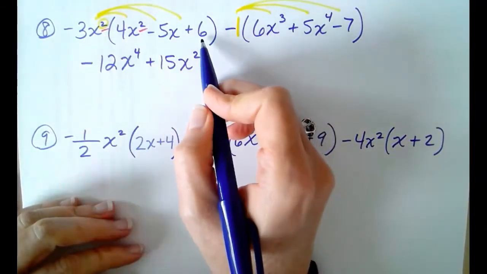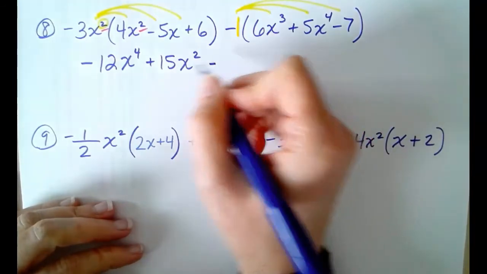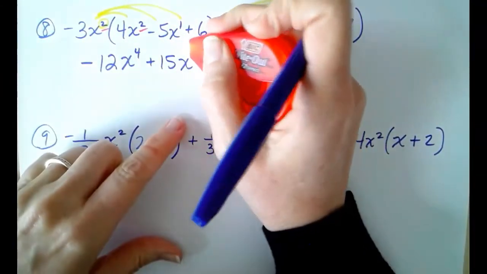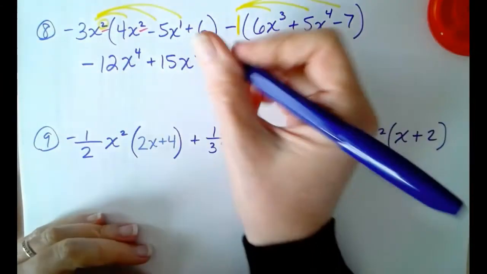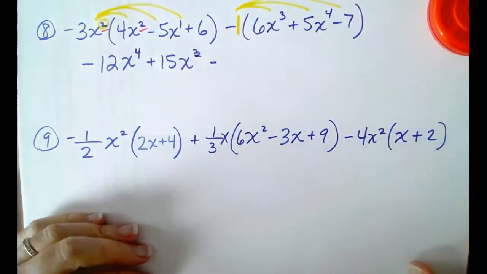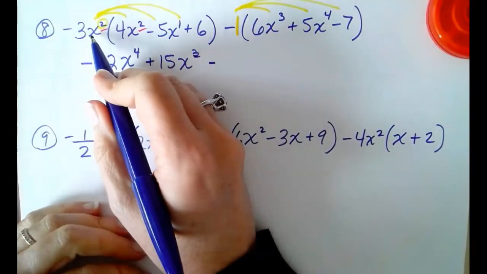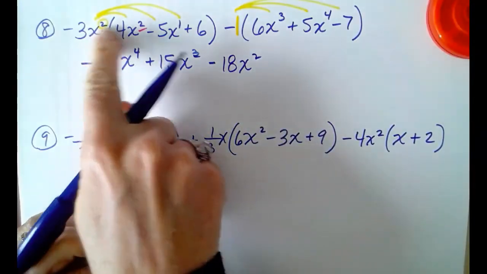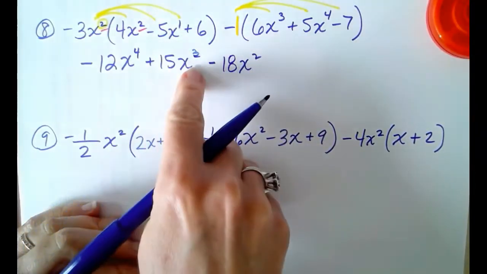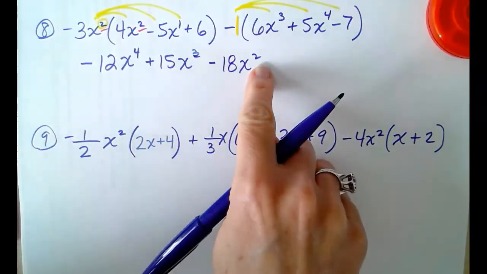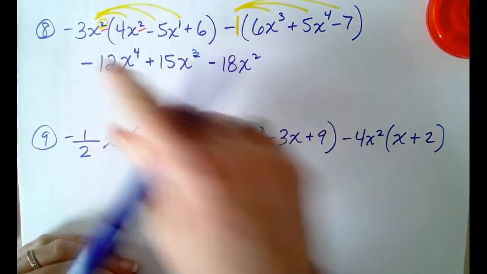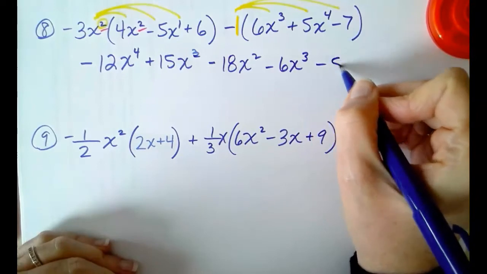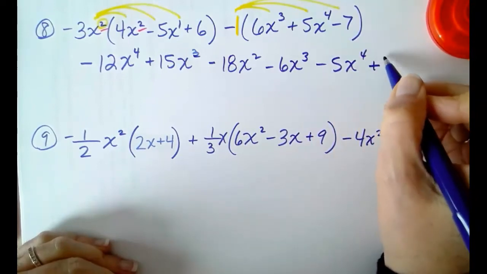Negative 3x squared times 6 negative, add those exponents. X squared times x to the 1st is x to the 3rd. That's a 3. So add those exponents. Negative 3x squared times 6, negative 18x squared. So 2 plus 2 is 4, 2 plus 1 is 3, and 2 plus nothing stays 2. We distributed the negative 3x squared. Now distribute the negative 1, negative 6x cubed, negative 5x to the 4th, and plus 7.